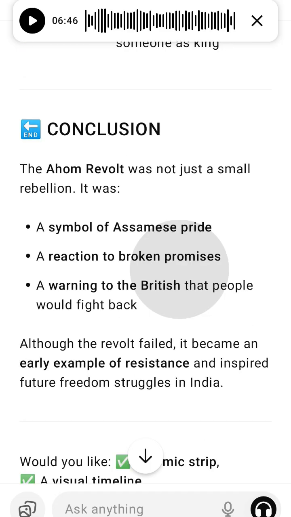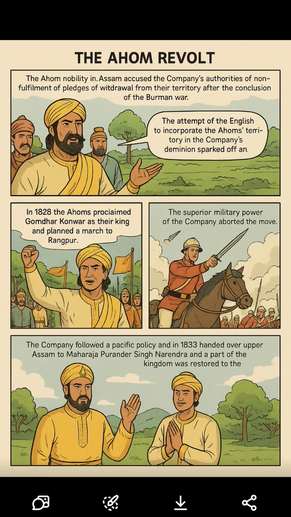In 1833, the British gave back part of Assam, specifically Upper Assam, to a local king. This king was Maharaj Purandar Singh Narendra. He was from an Assamese noble family and had connections with the Ahom. The British allowed him to rule, but only under British control. So Assam got back a small part of its independence, but not complete freedom.